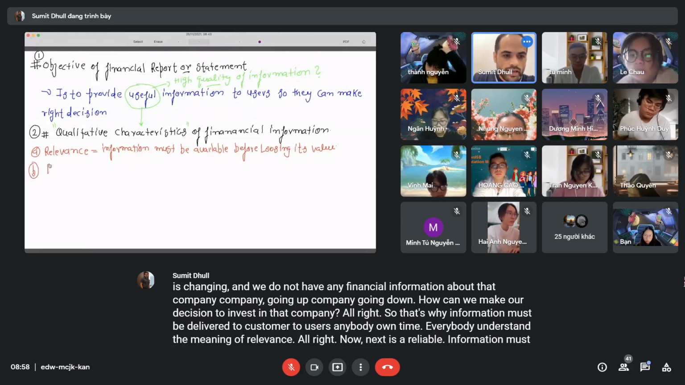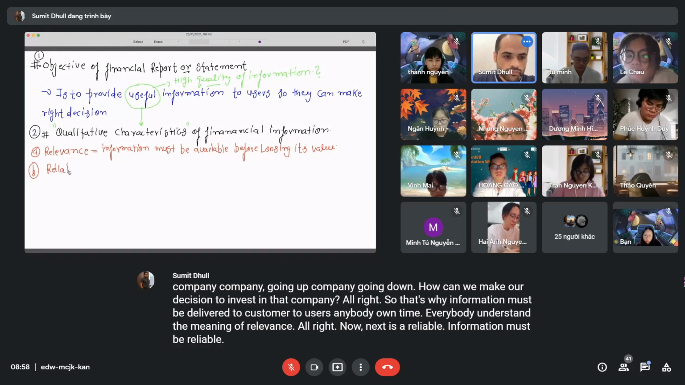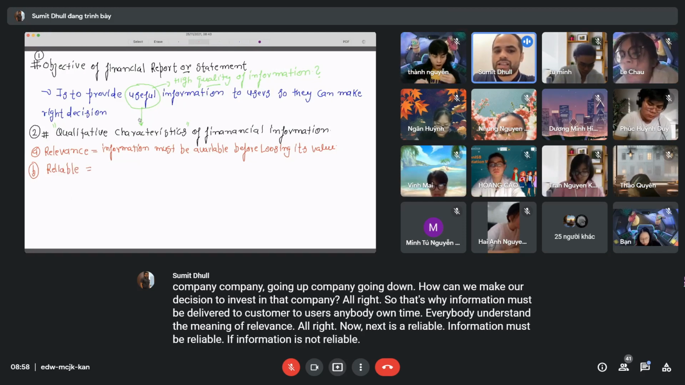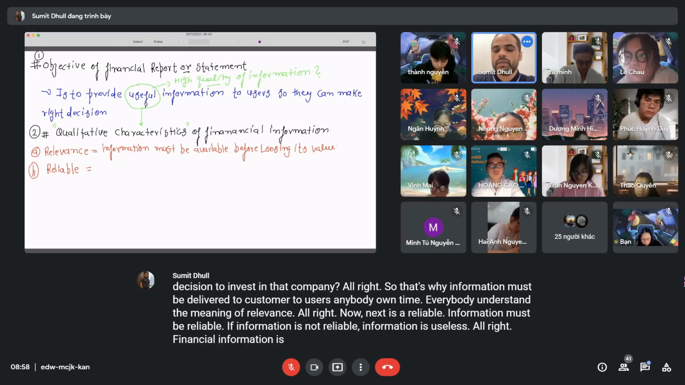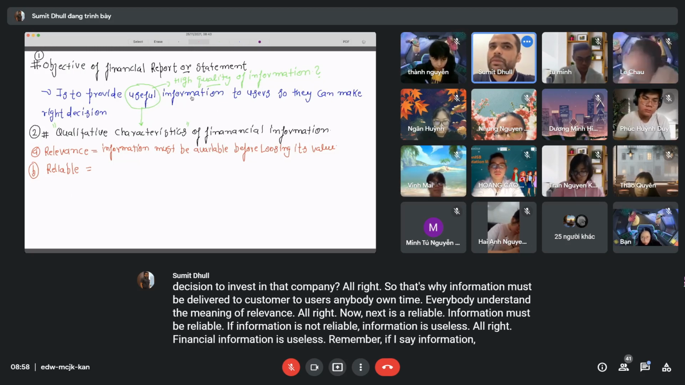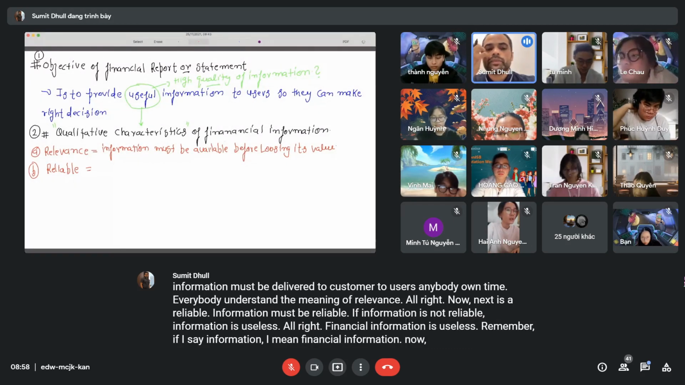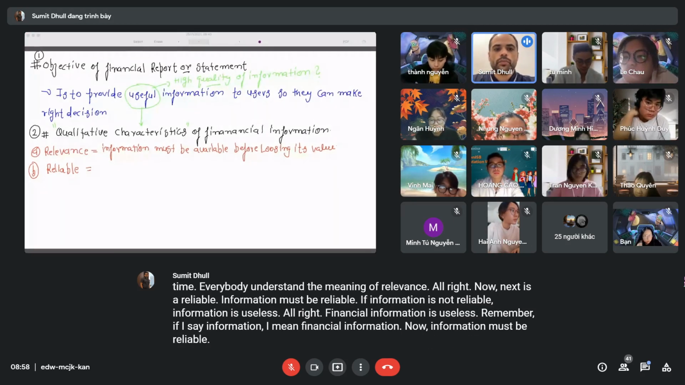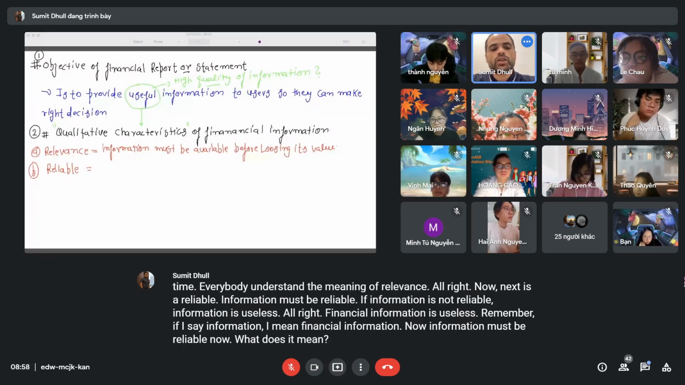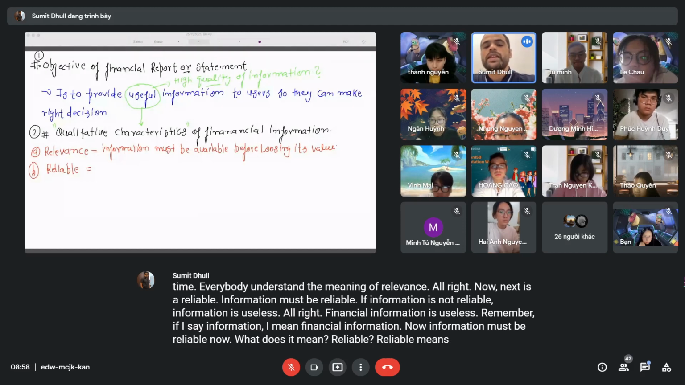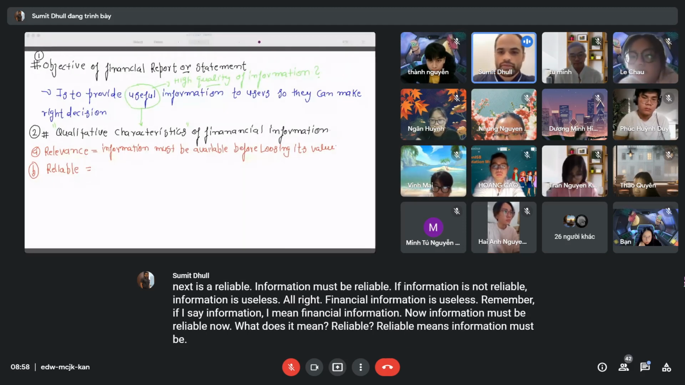Now, next is reliable. Information must be reliable. If information is not reliable, financial information is useless. Remember, if I say information, I mean financial information. Now, what does reliable mean? Reliable means information must be true and fair.